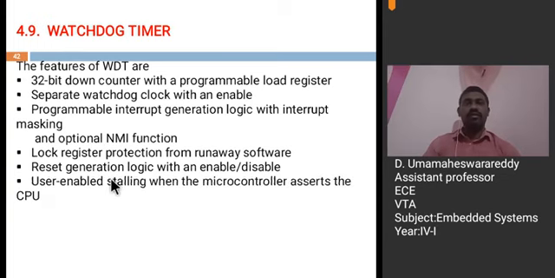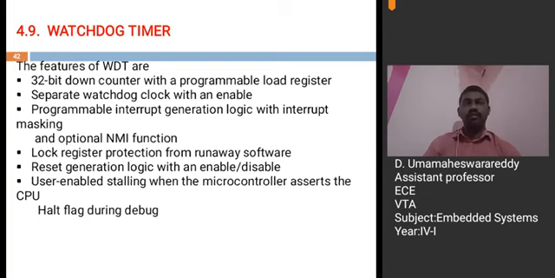And it is also having user enabled stalling when the microcontroller asserts the CPU halt flag during debug. That means during debugging, the watchdog timer will go into a halt state. That means the counting will be stopped. That is, if the microcontroller is stopped with a debugger, then the watchdog timer stops its counting. And once the microcontroller is restarted, then the watchdog timer again continues the counting.